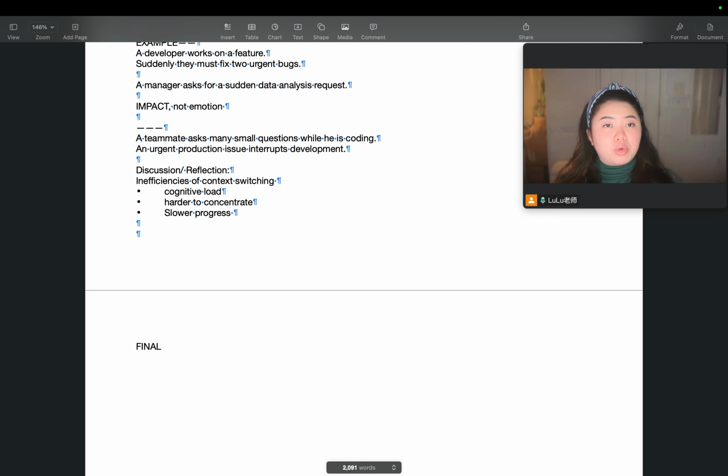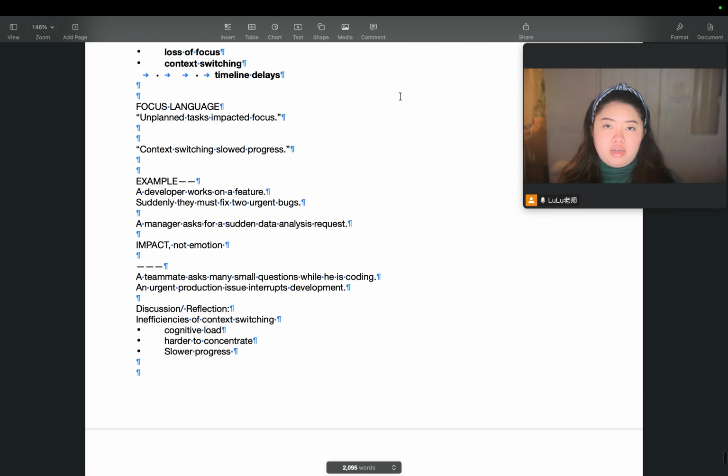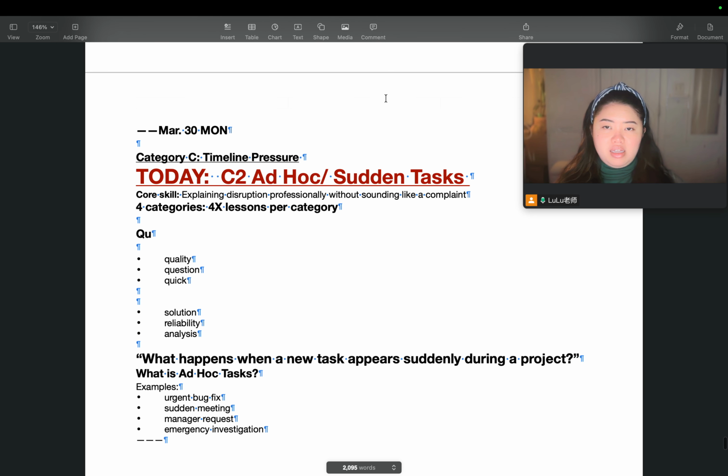And then if you want homework, I will give you the prompt to describe in a short manner an explanation to a manager's request. Keep it about the impact, not emotion. Excellent. And that wraps up today's lesson, C2 Ad Hoc Sudden Tasks.